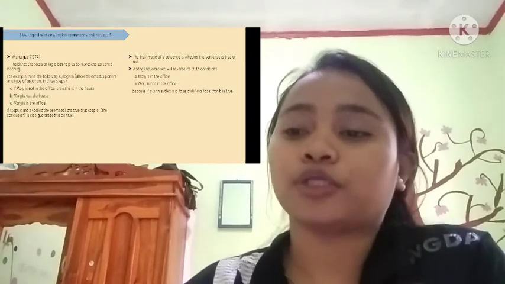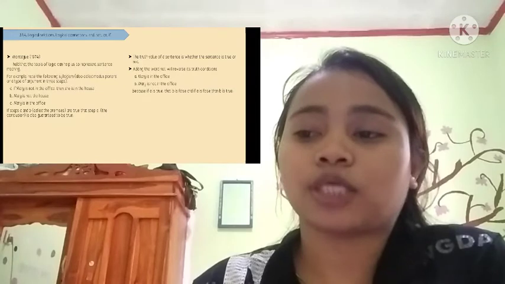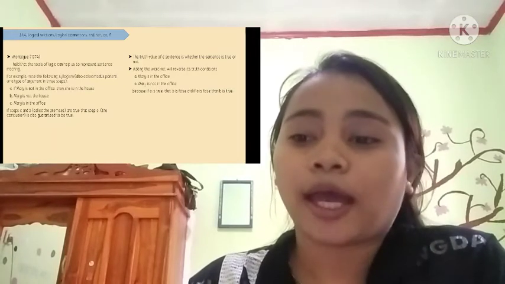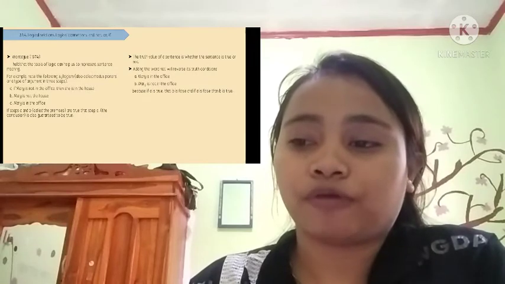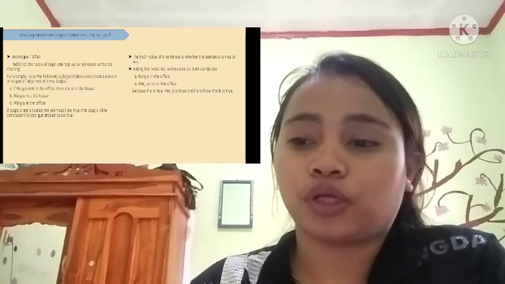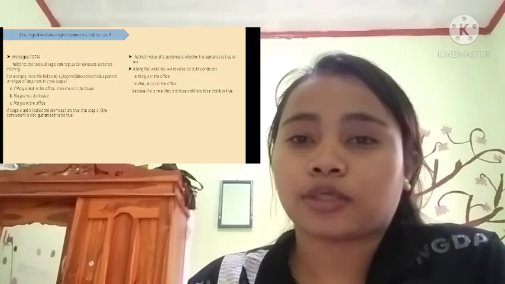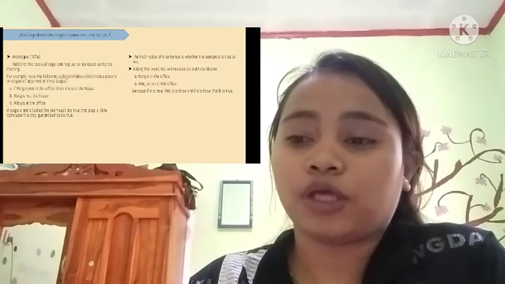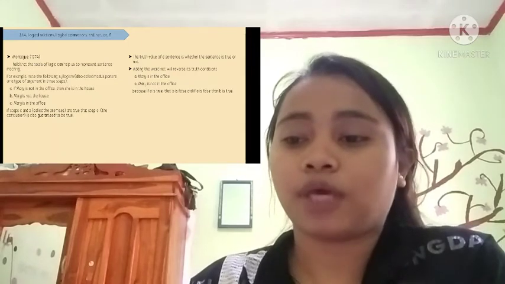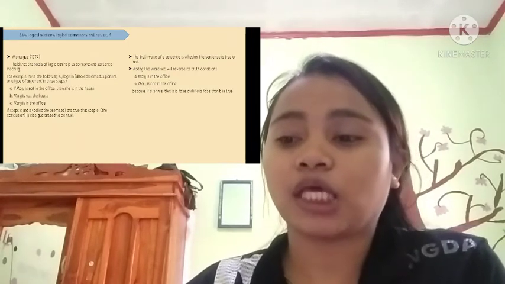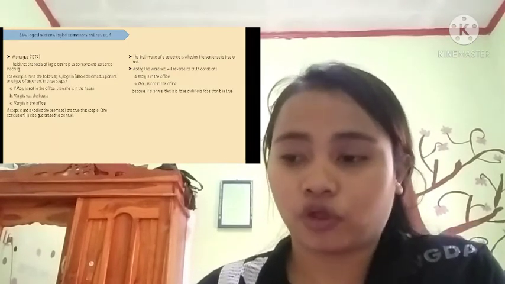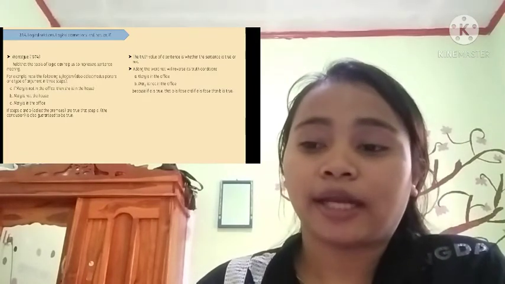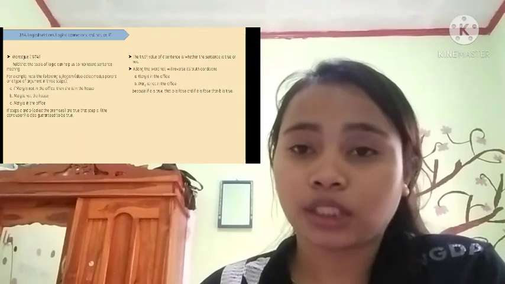Okay, the truth value of a sentence is whether the sentence is true or not. Adding the word not will reverse its truth conditions. Statement A: Mary is in the office. B: Mary is not in the office. Because if A is true, then B is false, and if A is false, then statement B is true.